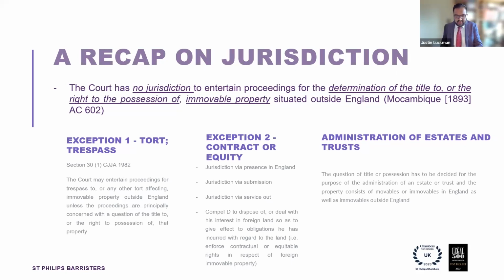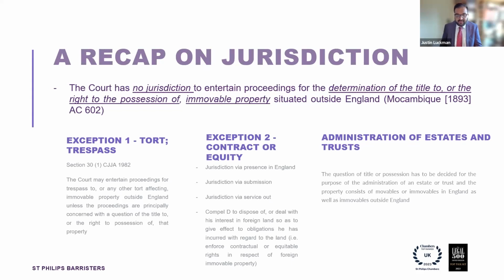You see on screen that there are three certain exceptions, one of which we'll be considering today when considering the applicable law. The first relates to tort and trespass, which spells out quite clearly in Section 30 of the Civil Jurisdictions and Judgments Act that the court may entertain proceedings for trespass to or any other tort affecting immovable property outside England, unless those proceedings are principally concerned with the question of title to the right to possession of that property. The second exception relates to contract and equity.